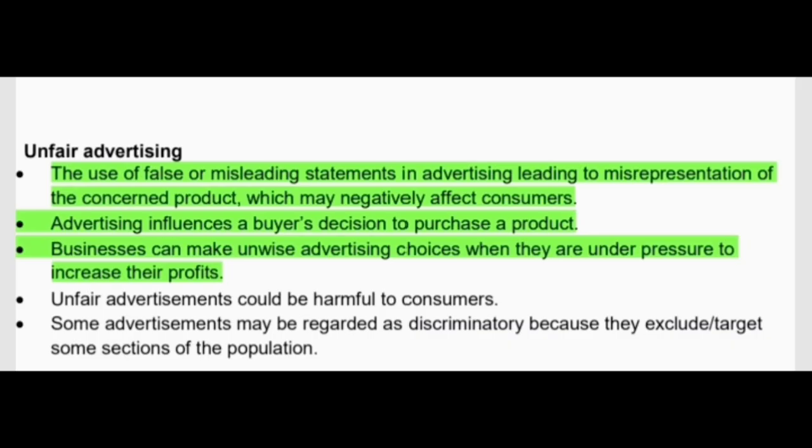So those are the challenges that are faced by the unethical practices in the business. Now we move to strategies to deal with unfair advertising in the workplace.